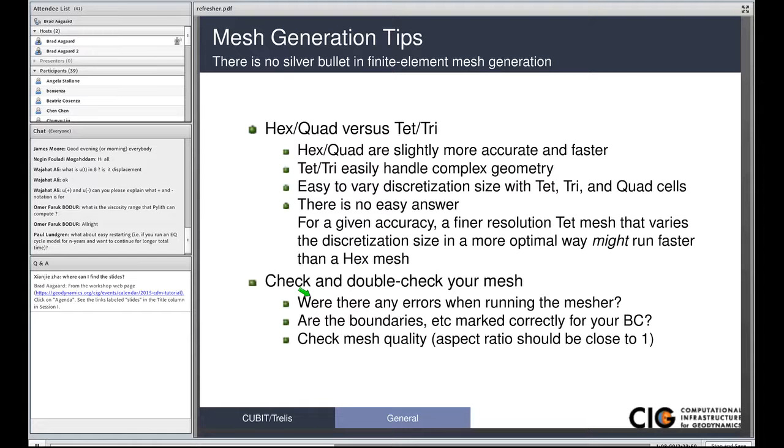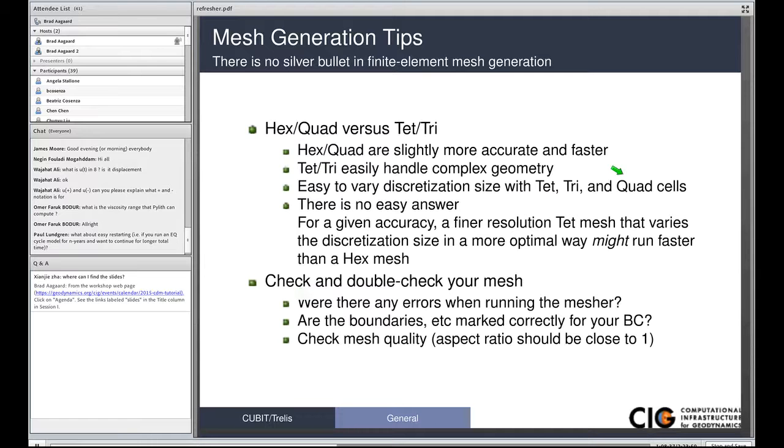In terms of running problems, one of the first problems you're going to be faced with is whether I want a hex mesh or a tet mesh in 3D, or quads or triangles in 2D. Hexes and quads are slightly more accurate and faster because they have a few more degrees of freedom per cell. However, tetrahedra and triangles handle complex geometry much better, so there are some cases where you cannot even generate a mesh using hexes and you need tets, and so that right away will dictate which type of cell you use.